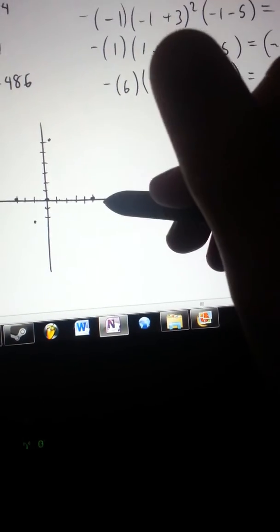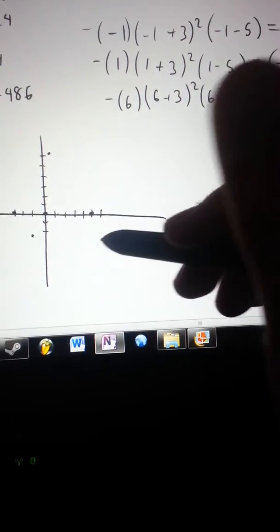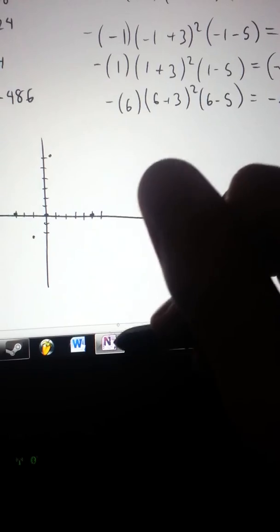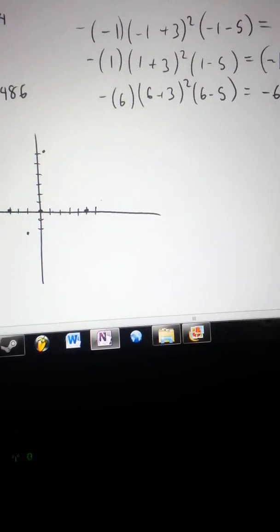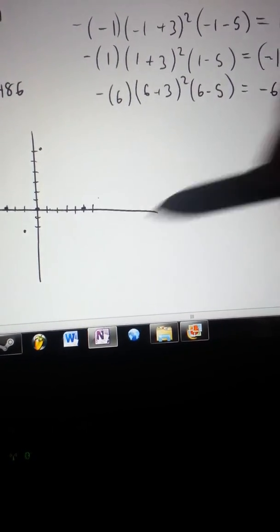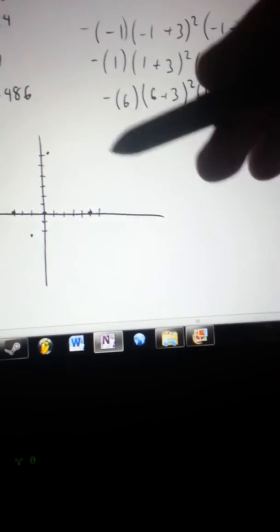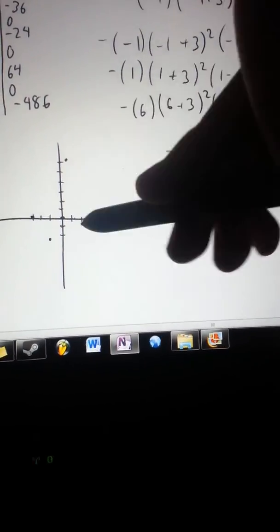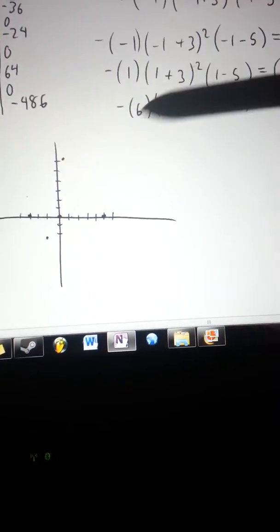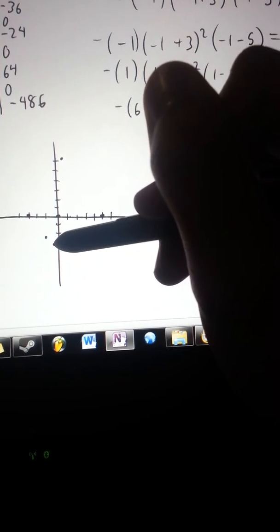And then for 6 and negative 486, that's just way off the grid, way down there. So we're not even going to graph that one. We're just going to use that to figure out the direction after the zero at 5. And so then at negative 4, which is right here, you have negative 36, which I'll just go down one more, and it's about right there.